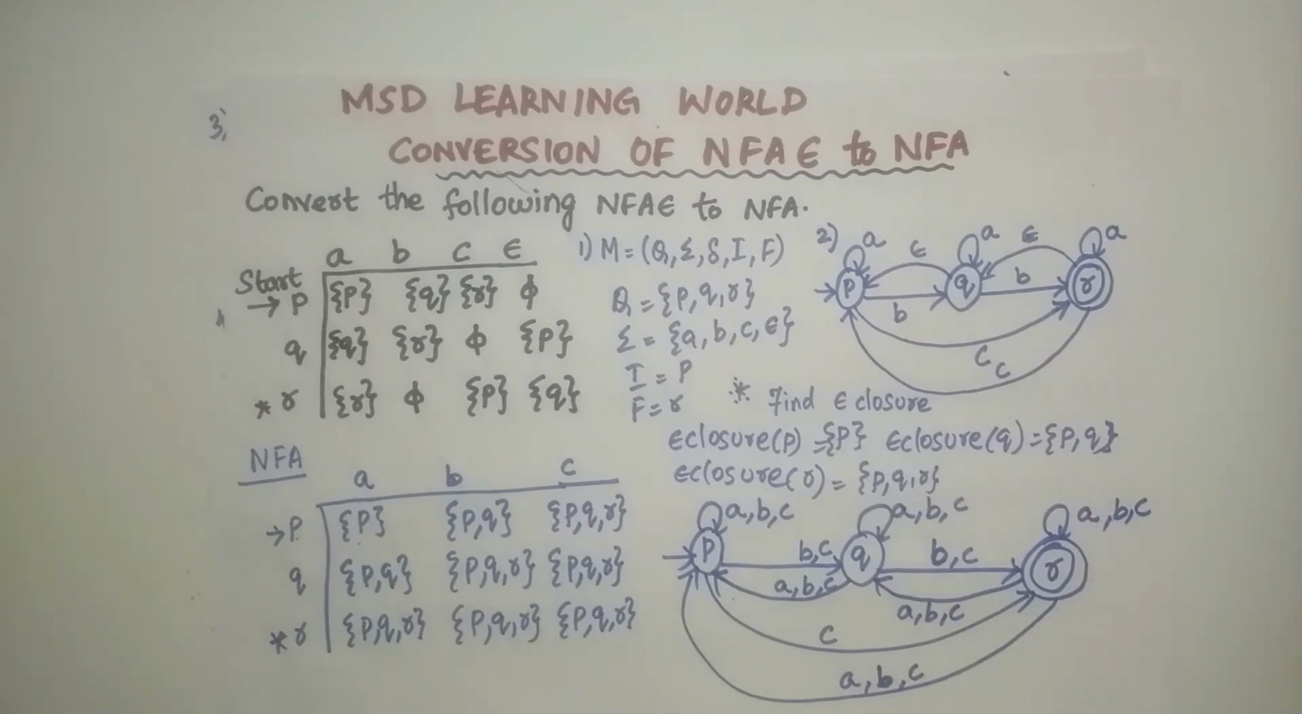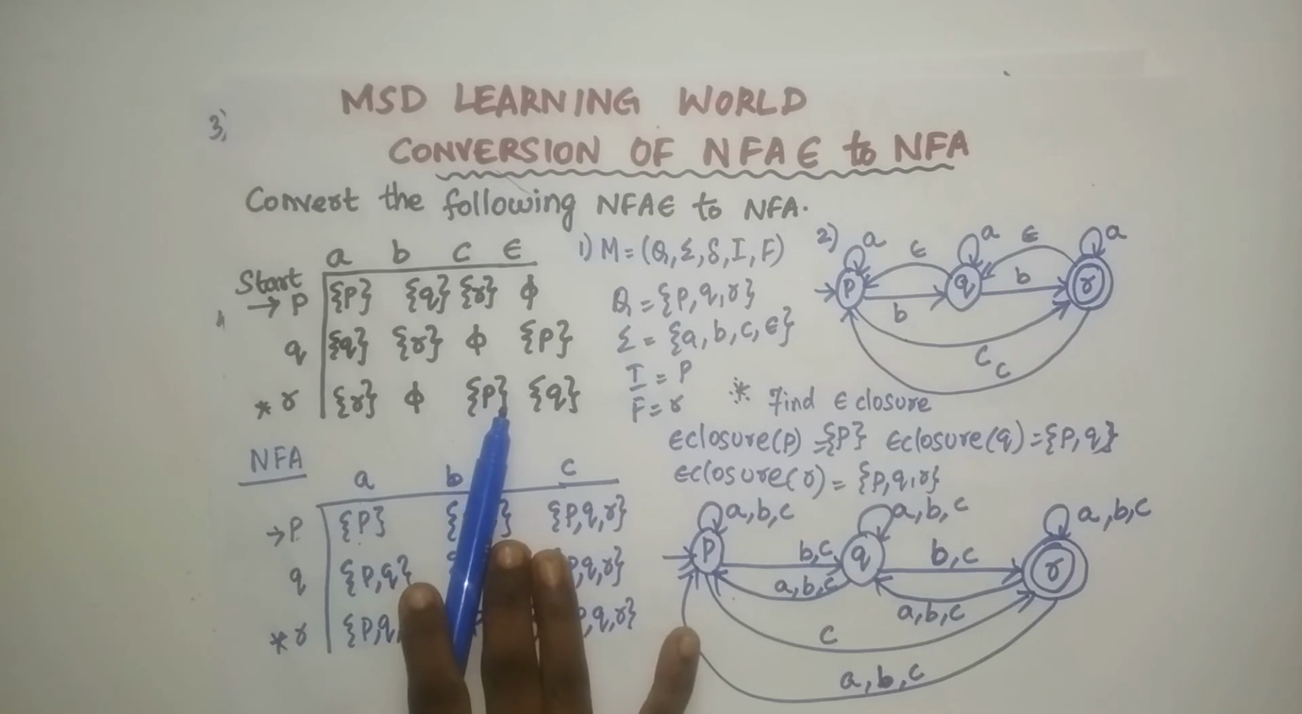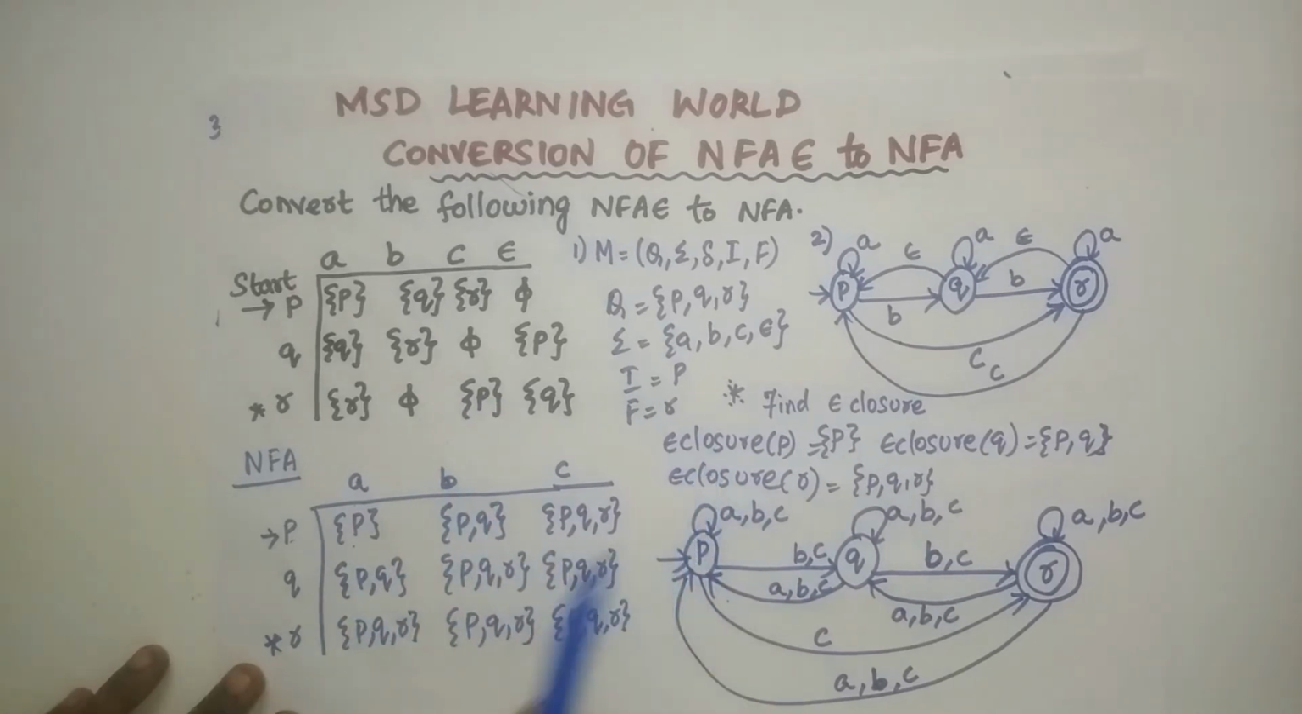See, from the NFA epsilon machine, we have eliminated the epsilon transition. But this NFA has the non-deterministic property because P on B goes to two states, P comma Q. So the given problem is NFA epsilon. From the NFA epsilon, we have eliminated the epsilon transition and we have created the NFA machine.